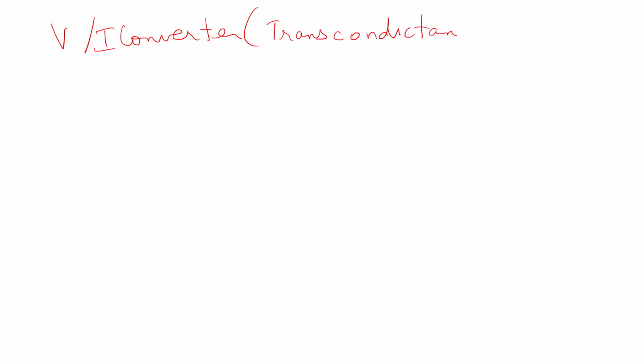In today's video, we are going to discuss a few other applications of op-amp. The first application is the voltage to current converter. How does an op-amp convert the voltage signal into a current parameter? This kind of conversion done by the operational amplifier is called a transconductance amplifier.